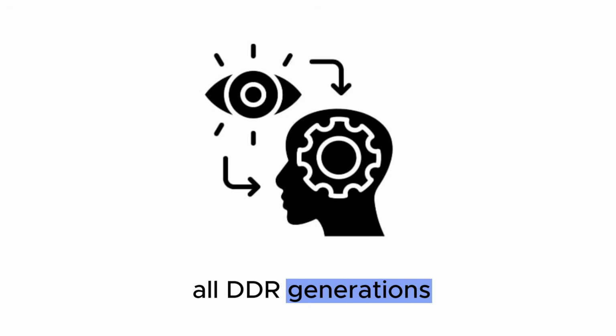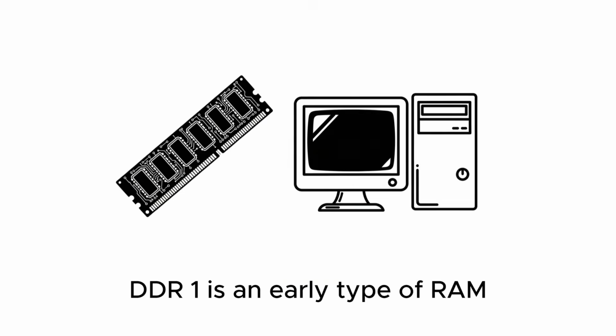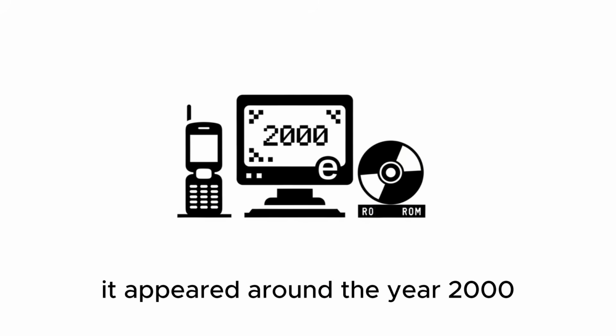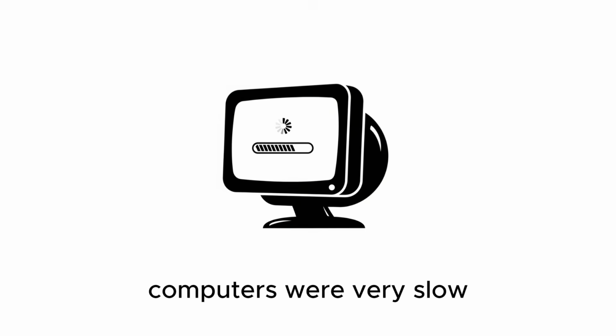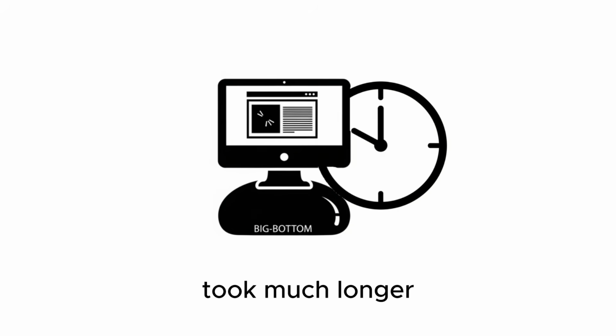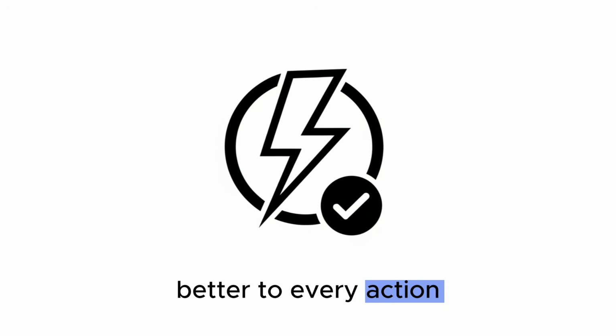Today we'll talk about all DDR generations, from DDR1 to DDR6. DDR1. DDR1 is an early type of RAM. It appeared around the year 2000. Before DDR1, computers were very slow and opening a program took much longer. DDR1 allowed data to move twice as fast, so the computer responded better to every action.